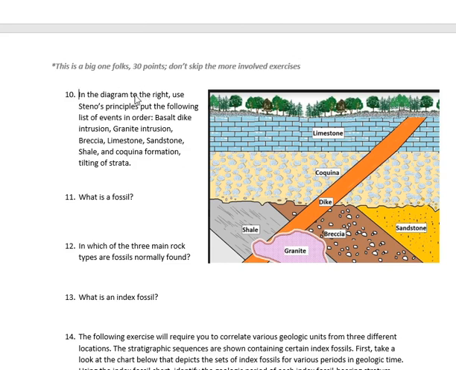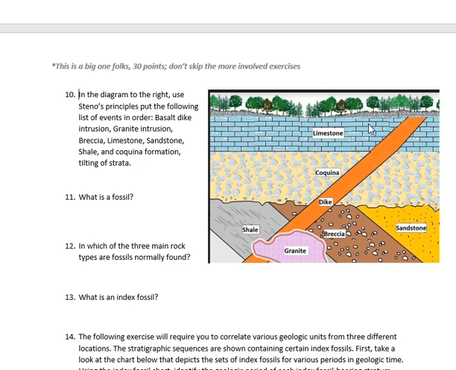So it says in the diagram to the right, use Steno's principles and put the following list of events in order. So we want to sort out what came first and what came last in this diagram right here that we're looking at. So a good place to start out is just from the top, okay? Because usually things at the top at the surface were deposited most recently. Okay, so I'm going to be going from most recent to oldest. So the most recent thing, you might think, well, what's exposed at the surface? We have the limestone and we have also this orange dike. So which one came most recent? And the answer to that is the dike.